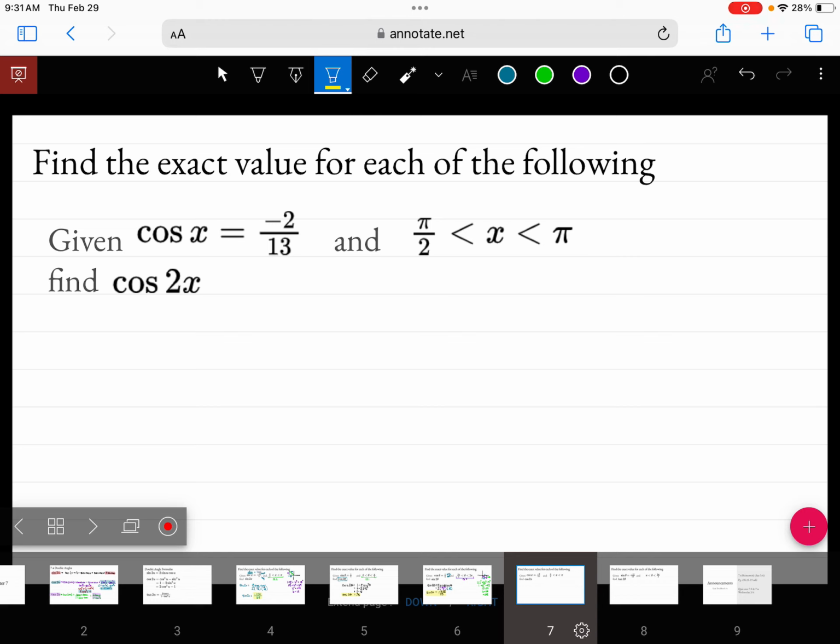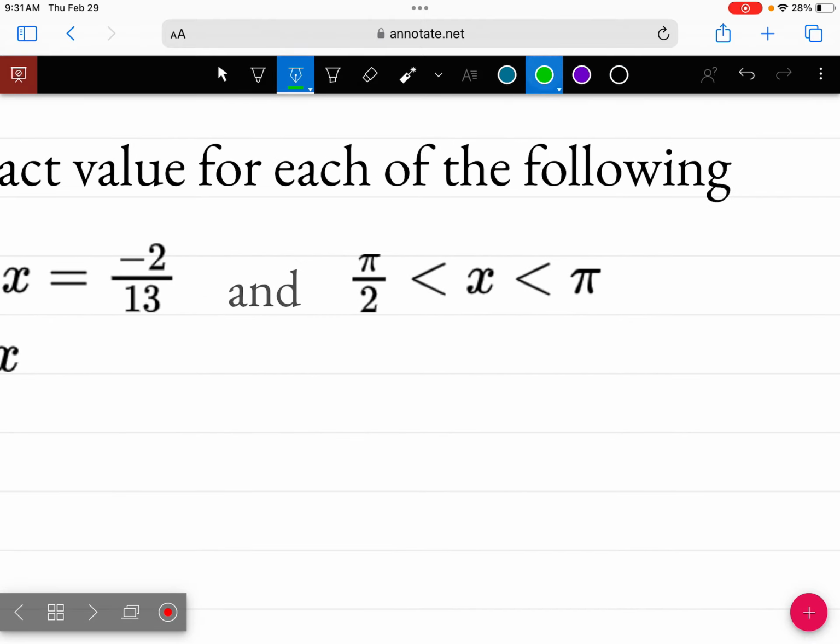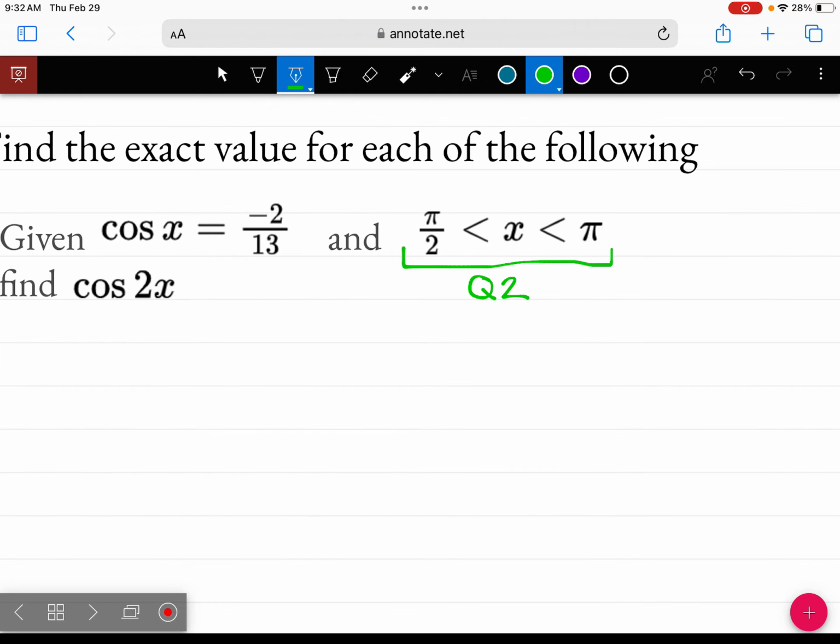All right, so we're given cosine is negative 2 over 13, that pi over 2 is less than my angle, which is less than pi, and we're asked to find the double angle of cosine. So what quadrant are we in here? If we're between pi over 2 and pi, 2. We don't really need it on this one, but it's good practice for us to identify them anyway.